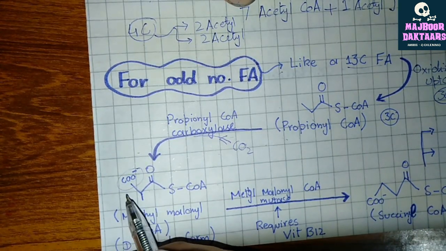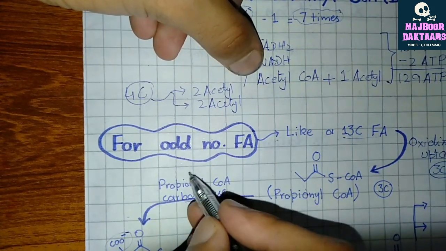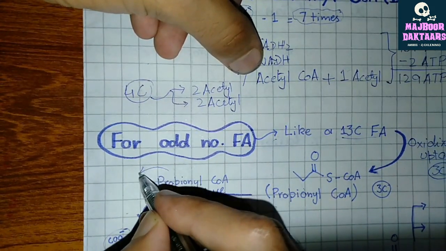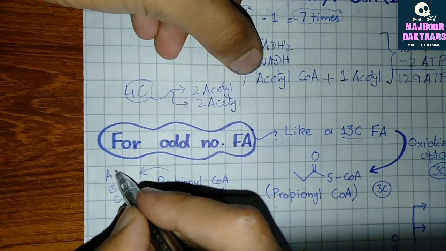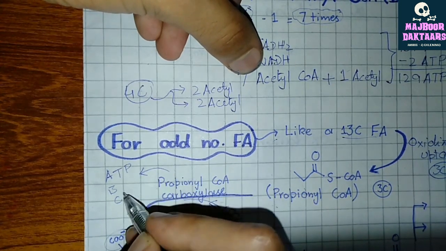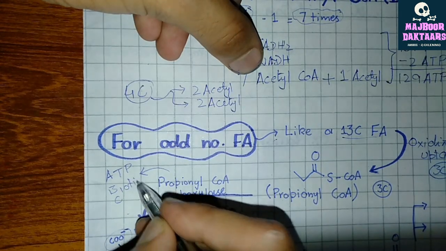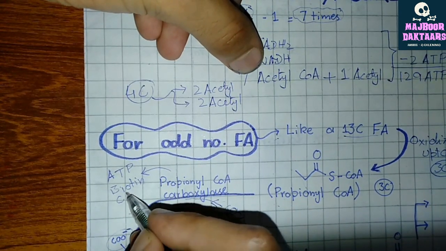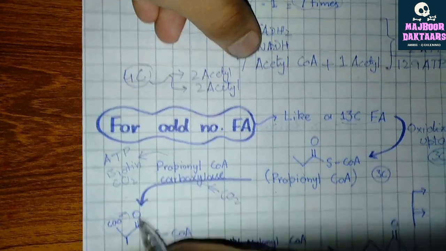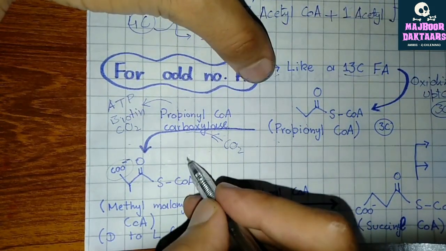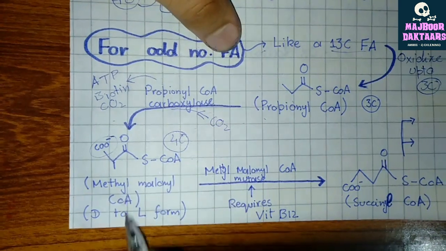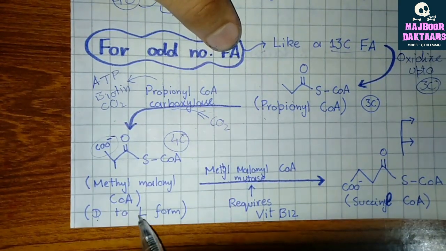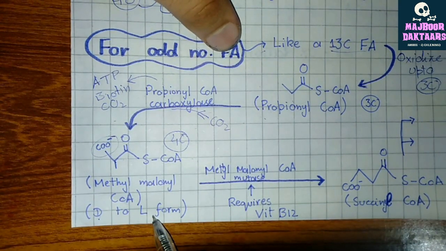Here's the carbon dioxide. Now the propionyl-CoA carboxylase requires 3 things. The mnemonic for it is A, B, C. A for ATP, B for biotin, and C for carbon dioxide, which is added to make a 4 carbon methylmalonyl-CoA. Now this methylmalonyl-CoA is in its D form, which is converted to its L form by an enzyme methylmalonyl-CoA racemase.